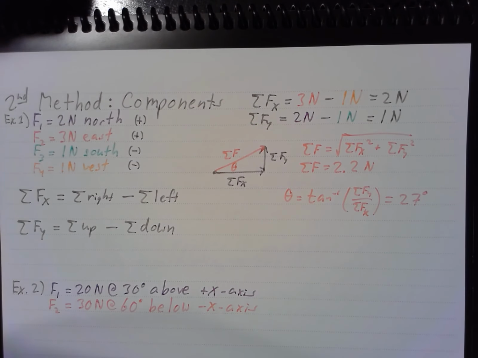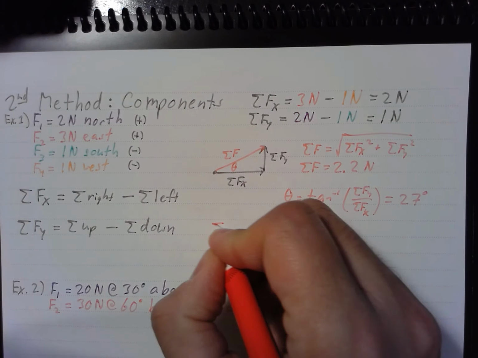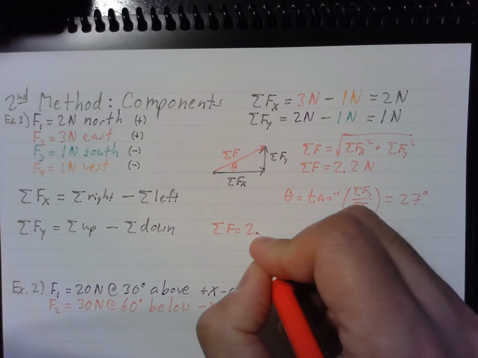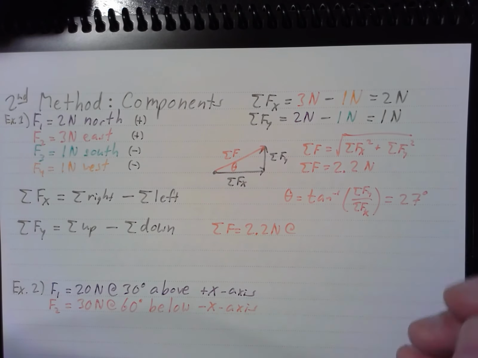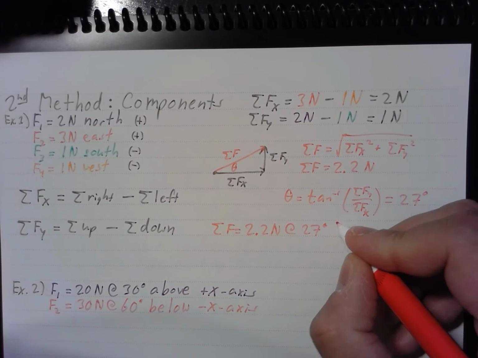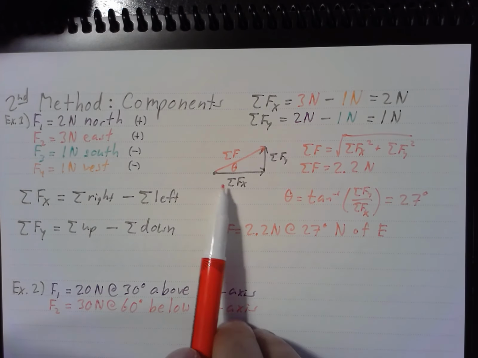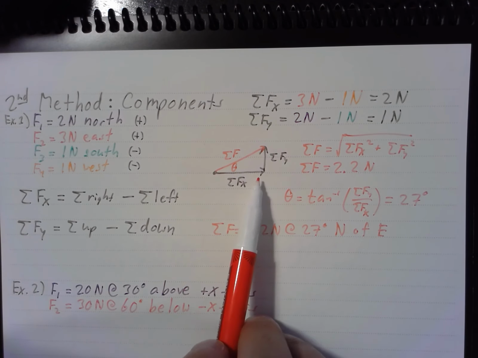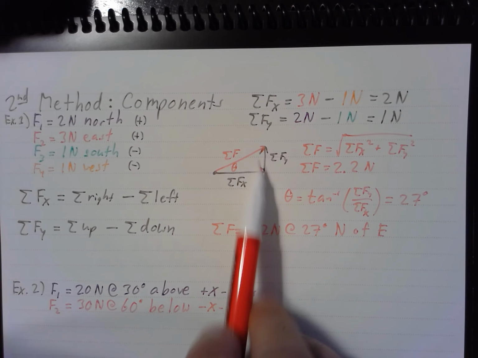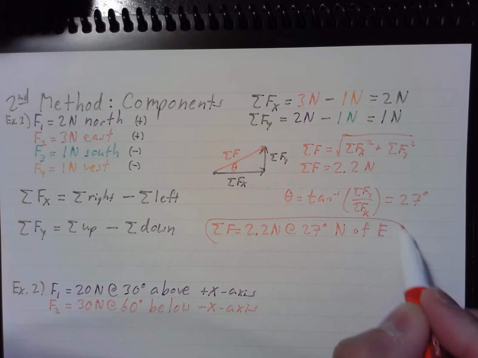So when I report that net force, I have to keep in mind how I drew my triangle and also these numbers that I have. So the net force is 2.2 newtons at 27 degrees. And then you can be simple, or you can be fancy. You can say 27 degrees above the positive x-axis, or you can say something like north of east, meaning your overall vector is pointed to the east, and that angle is drawn north of the east direction. And so this would be your answer for net force.